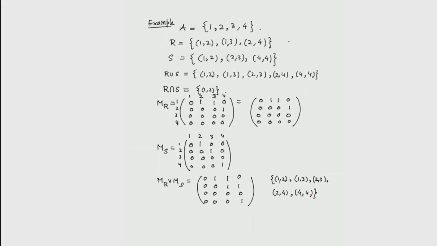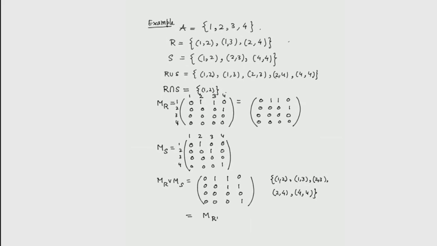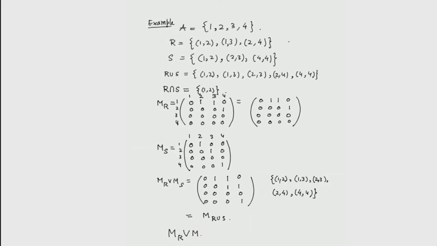So, we see that the relation corresponding to the matrix MR or MS is 1-2, 1-3, 2-3, 2-4 and 4-4, which is exactly the same as the relation R union S. So, the matrix that we have obtained is nothing but the matrix corresponding to R union S, and this is in general true. Therefore, we have one result which says that MR or MS gives me the matrix corresponding to MR union S.